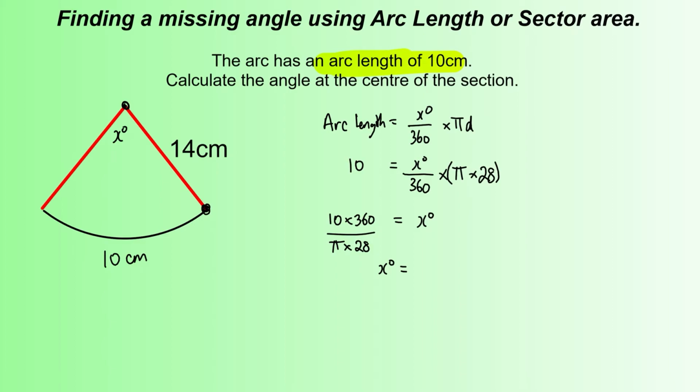Pi times 28, close the bracket, and that gives us 40.93 degrees. Okay, so 40.93 degrees. I've rounded to two decimal places there, probably an angle. If we're talking about an angle, one decimal place would be fine.